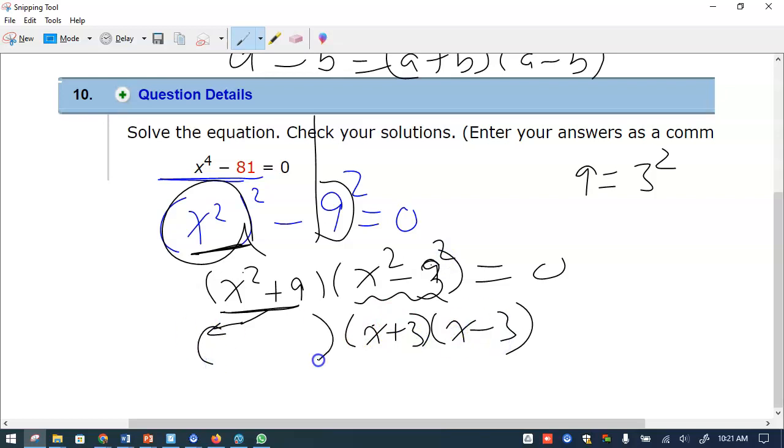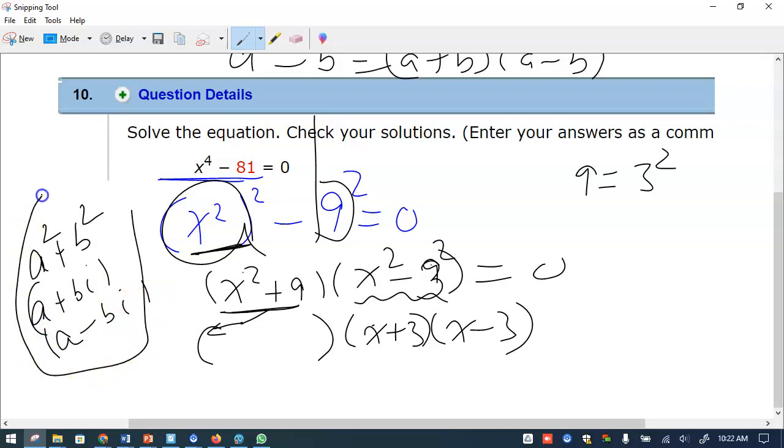And here, whenever you have a sum of squares, you can remember b squared like this. To factorize it, you want a plus bi and a minus bi in the complex form. Directly also you could do that, but because I can't factor it, there's a plus, I'll just write x squared plus 9.